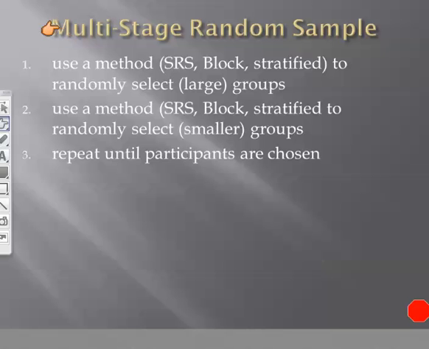I'm going to throw one more in here. It's a multi-stage random sample. You use this method, you're going to use either a simple random sample, a block random sample, or a stratified random sample to randomly select large groups, and then use another method, a simple random sample, a block random sample, or stratified, to randomly select smaller groups from within the large group you had. And you repeat until the populations are chosen that you want to have.